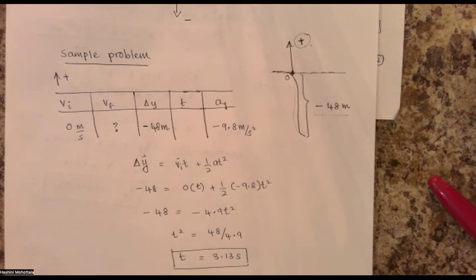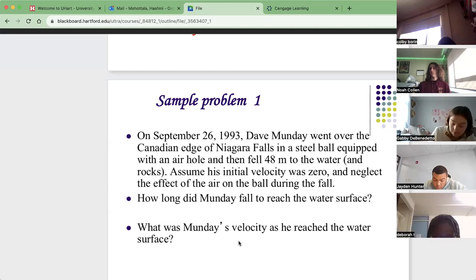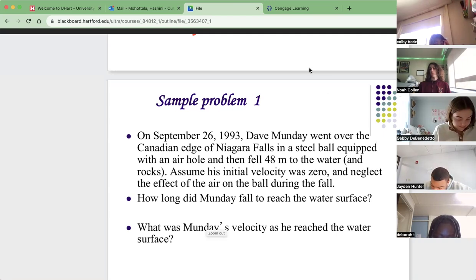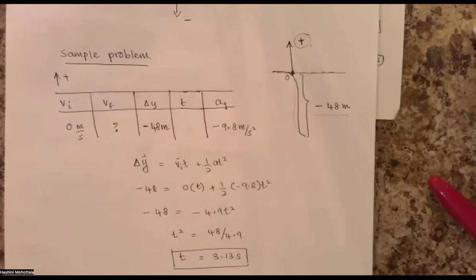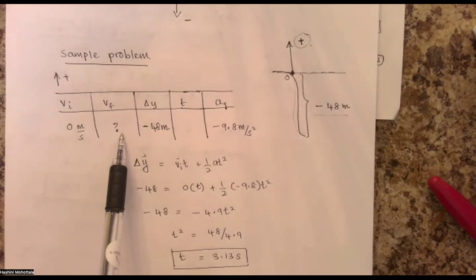And then the second part of the question, let me go back again, was asking what was Monday's velocity as he reached the water surface? That's the second part of the question. What was the velocity at the impact? Meaning we are looking for V final. We are looking for V final.